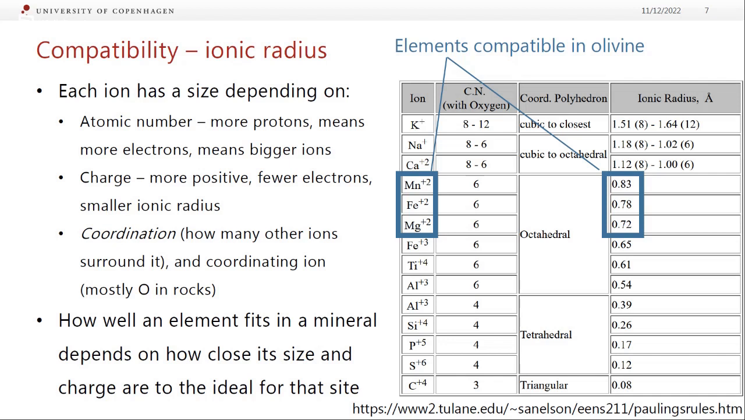If we look down the other end, we can see here that silicon 4+, when it's in fourfold coordination, so that's a tetrahedral coordination, has an ionic radius of 0.26. So again, that fits perfectly in olivine. So almost everything in the olivine tetrahedral site is silica. Is everyone on board for now? Yeah. So basically, things are going to be very compatible in a mineral if they're close to the ideal size and they have the right charge.